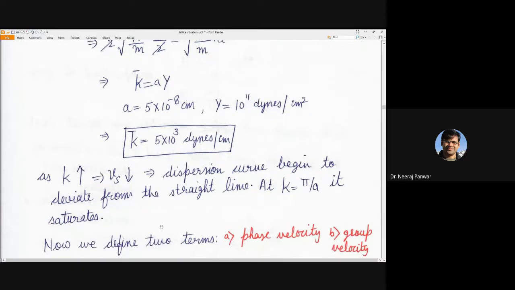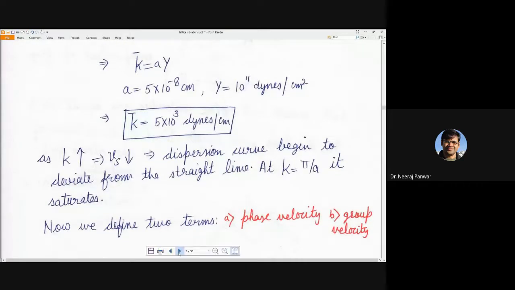Later we will define two velocities, one is the phase velocity and the other one is the group velocity. This we will discuss tomorrow.